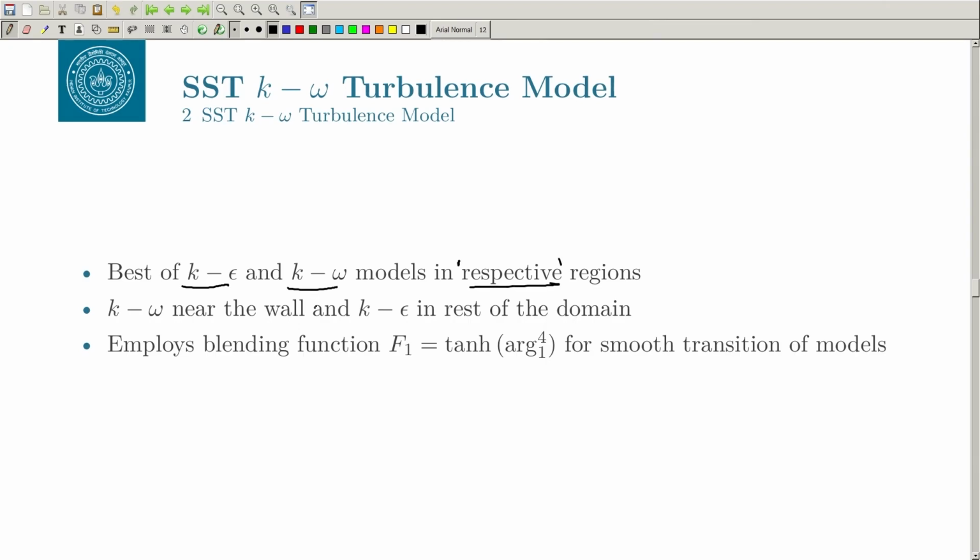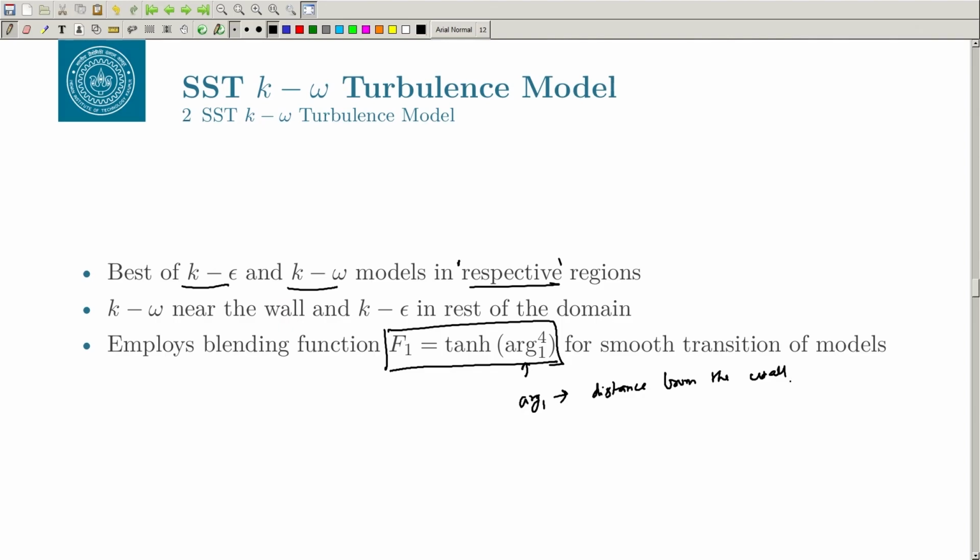So, let us say you use k omega away from the wall and k epsilon close to the wall, then you are doing the worst, right, because these models are not going to work there. So, you use k omega near the wall and k epsilon away from the wall. Yeah. So, not tan inverse, but tanh. You use f1 equal to tanh of argument 1 to the 4, where argument 1 depends on the distance from the wall. It is a function of distance from the wall.